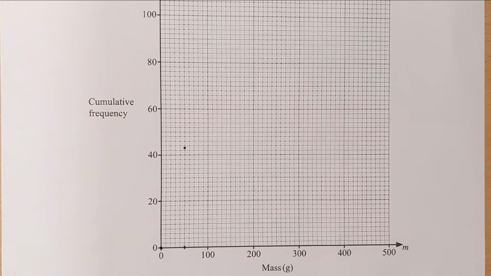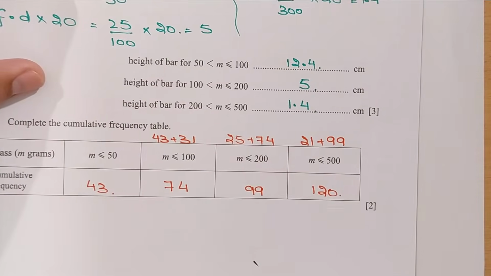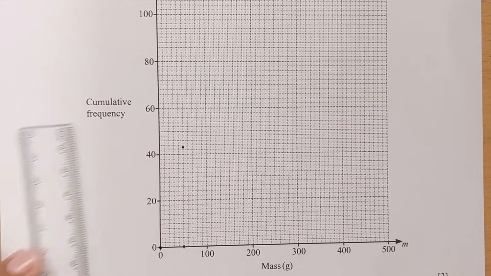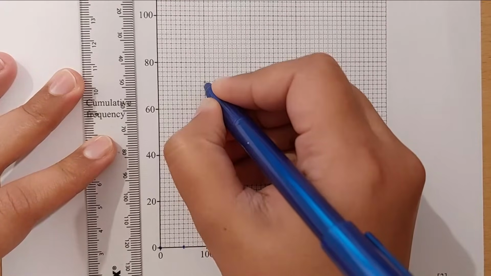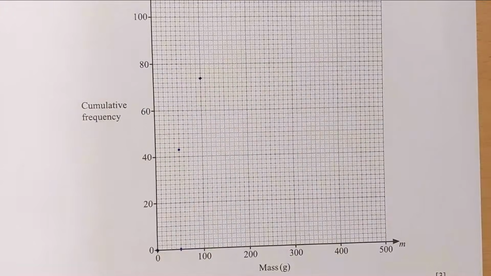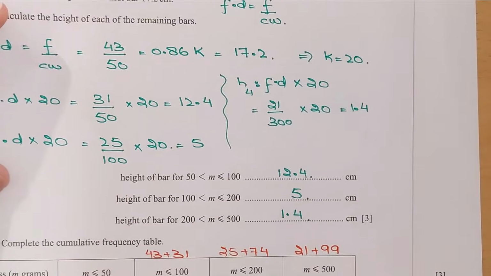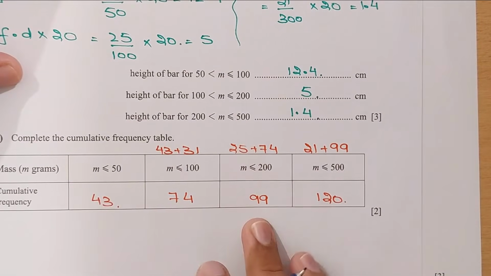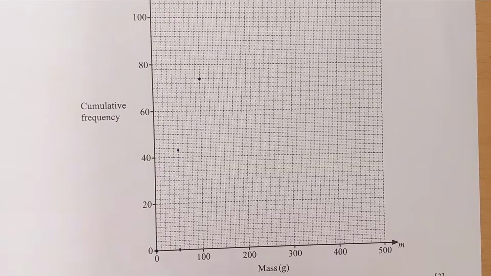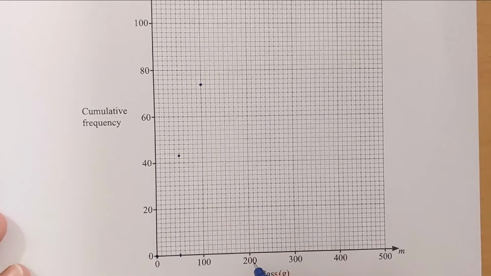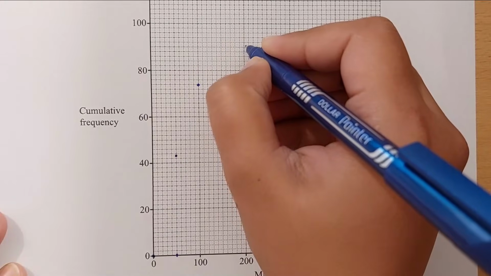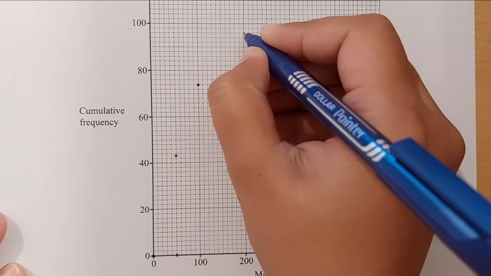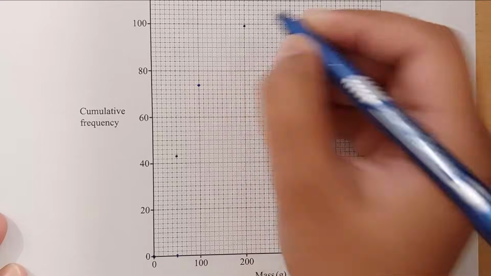Now for the next, when the mass is less than or equal to 100, it is 74. So at 100 it is 74. We have 70, 72 and 74, this point. The next point, when the mass is less than or equal to 200, the cumulative frequency is 99. At 200 we have 99, past 90, 92, 94, 96, 98, and here it is 99.